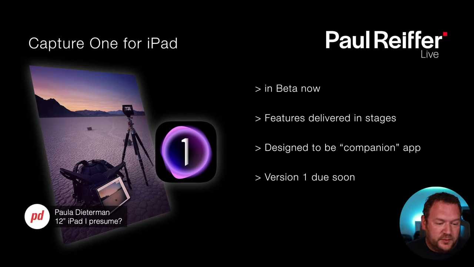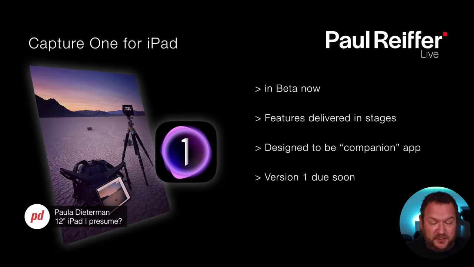Paula, 12-inch iPad, I presume. This one, my one, yes. So this is an M1 Pro. This is the big one with lots of storage, which kind of helps, and you'll see why. But also the bigger storage iPads have more RAM, so it potentially allows you to have bigger images up. So when I'm dealing with big images, hopefully that's giving us a bit of a boost.